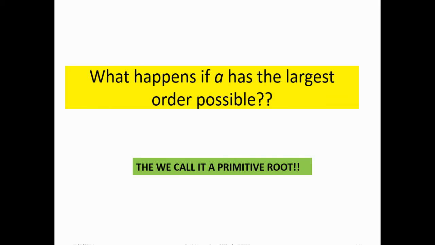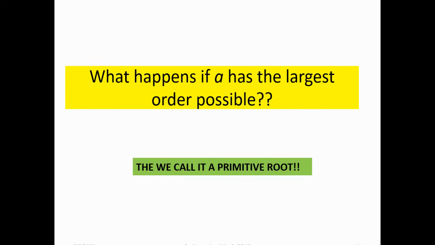Now what happens if a has the largest order possible? What can be the largest order possible? By Euler's theorem, we know that a to the power phi n is congruent to 1 modulo n. And we have already seen the definition of order of a modulo n: the least positive integer k such that a to the power k is congruent to 1. By Euler's theorem, a to the power phi n is congruent to 1. That means phi n is at least the order of a.